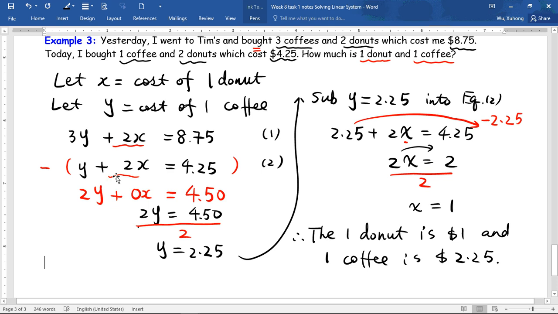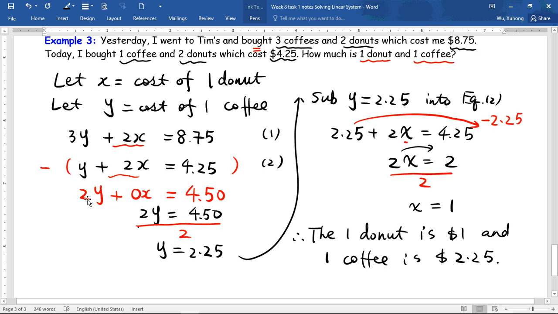For the elimination method, we want to have one variable whose number in front is the same or opposite. If same, then subtract. 2 minus 2 gives you 0. We want to see that after you add or subtract the two equations, in the new equation you must have one variable whose number in front is 0. Then you have only one variable left, and you can solve it.